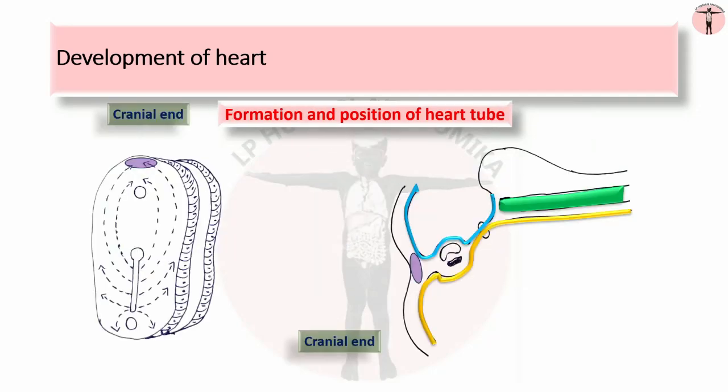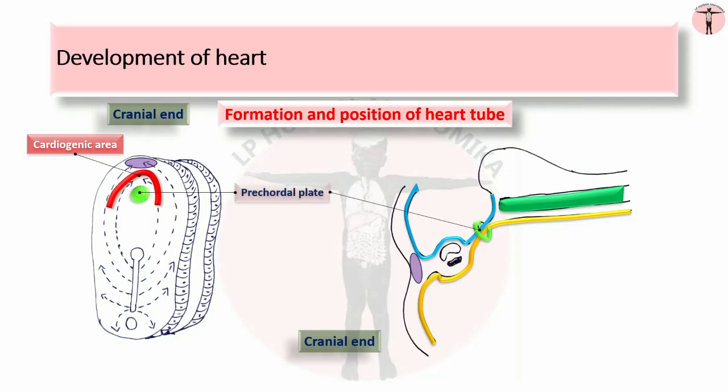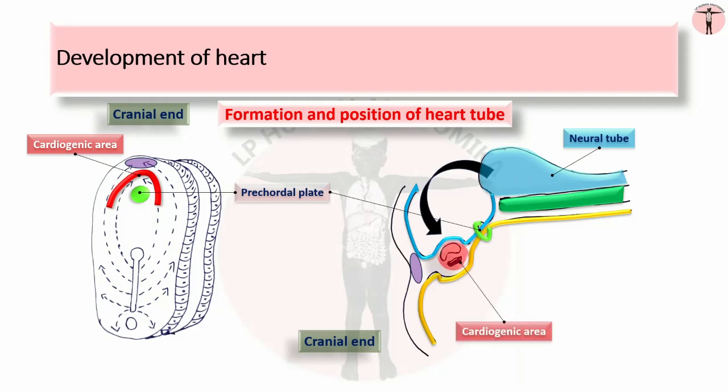Coming to the formation and position of the heart tube, initially the central portion of the cardiogenic area is cranial to the procordal plate or oropharyngeal membrane or buccopharyngeal membrane and the neural plate. With closure of the neural tube and formation of the brain vesicles, however, the central nervous system grows so rapidly towards the cranial end that it extends over the central cardiogenic region and the future pericardial cavity.